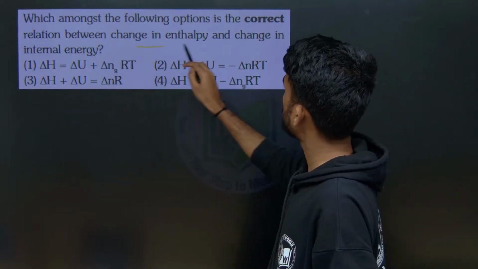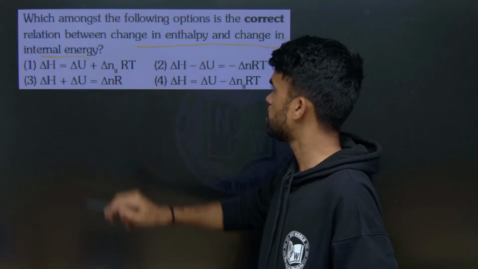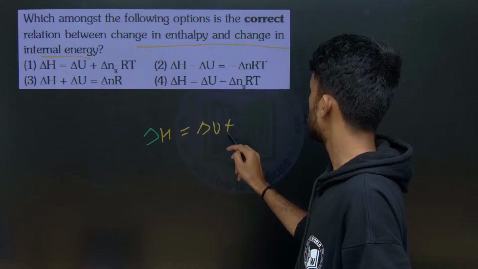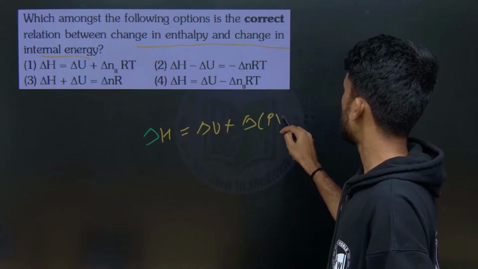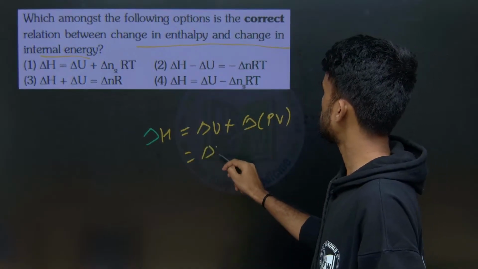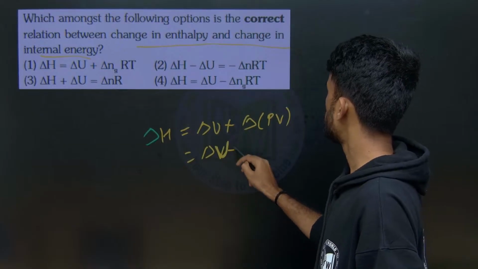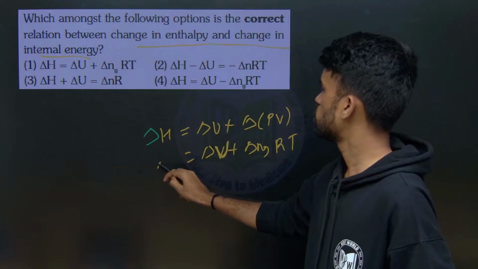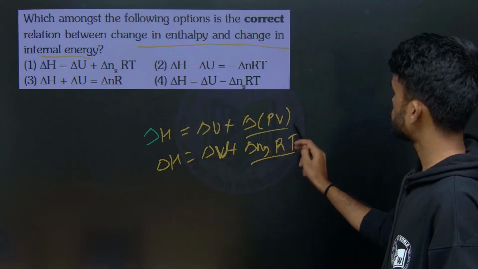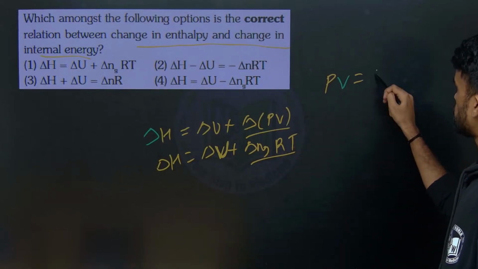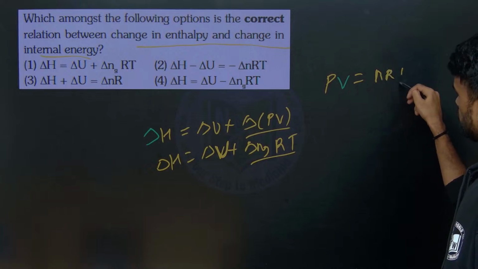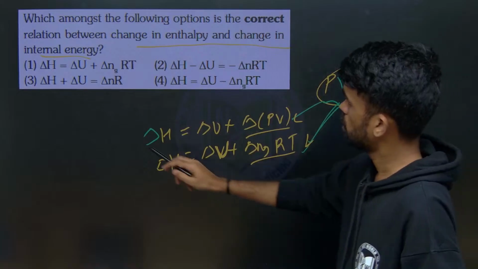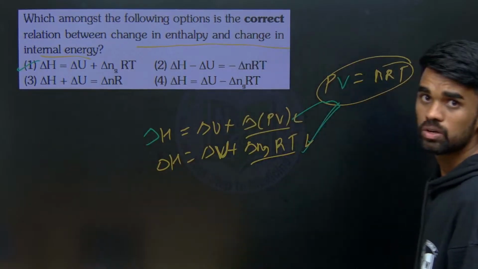What is the relation between delta H and delta U? So delta H equals delta U plus delta PV, we can write like this, or in terms of delta ng we can write delta H equals delta U plus delta ng RT. This comes from the ideal gas equation, PV equals nRT. From there we got this relation. Okay, so the first option is correct for this.